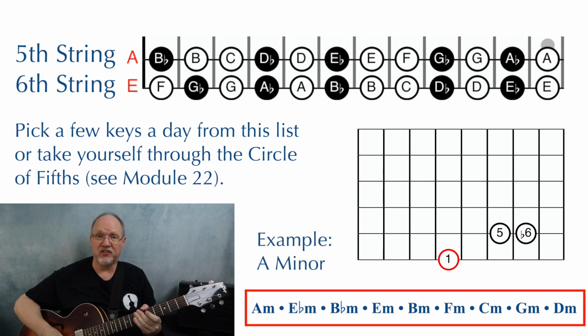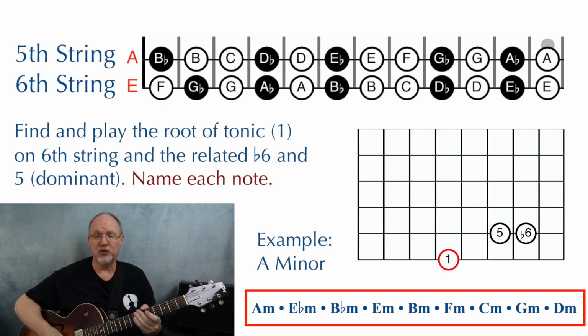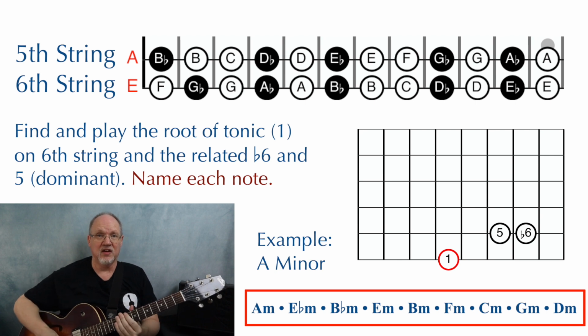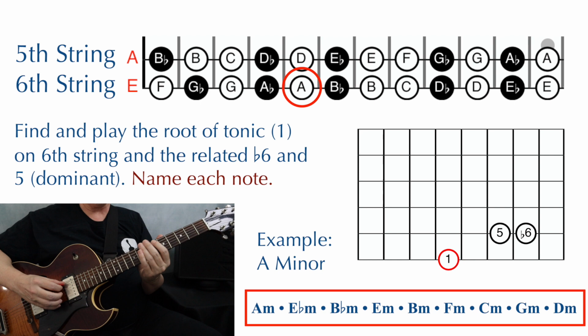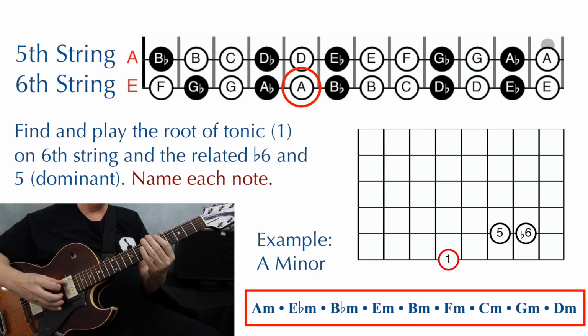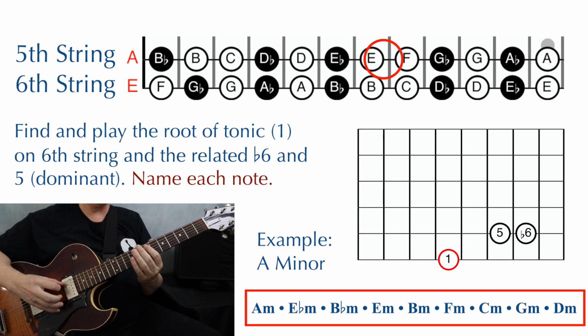The first thing I'd like you to do is find and play the root of your 1, flat 6, 5, and 1 chord in relation to each other, with your 1 chord being based on the 6th string. So if we're in the key of A minor, that A would be 1, flat 6, 5, and 1. And make sure you name those notes. So that would be A, F, E, A.